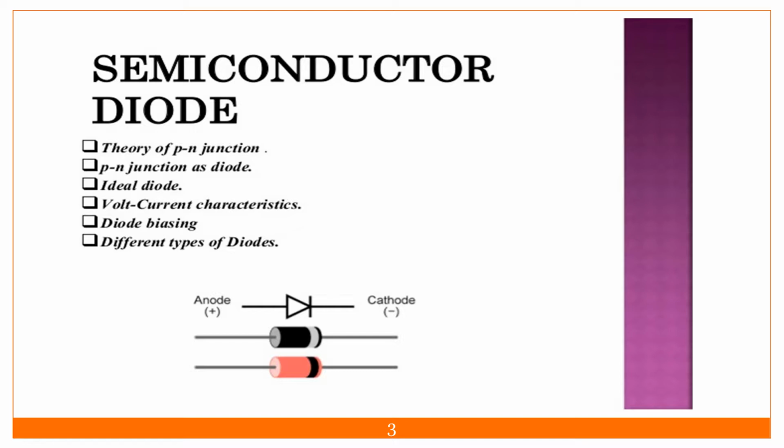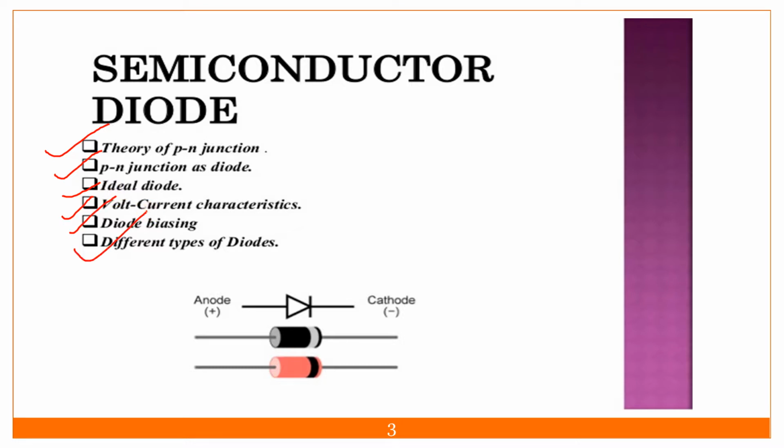Directly starting with the semiconductor diode. What I exactly mean by semiconductor diode, that I will tell you. In the semiconductor diode, we will see what exactly it means, its theory, then the PN junction as a diode, then the ideal diode, then the VI characteristic, voltage and current characteristic. We will also see diode biasing and the different types of diodes.